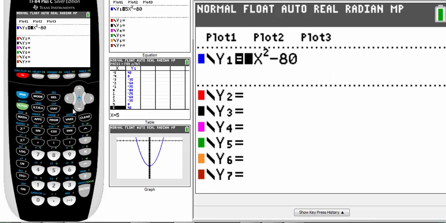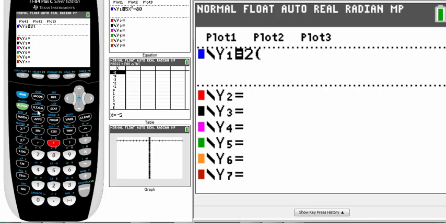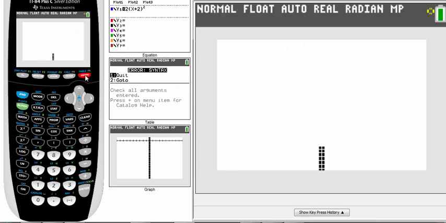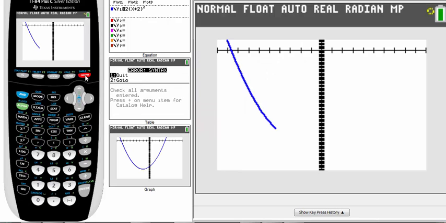Let's go y equal, and of course clear out what we have there. So we'll have 2 parentheses x plus 2 quantity squared, and again I have to subtract 90 because I have to have it set equal to 0. Let's go ahead and graph this. Okay, so I can see where it's crossing here. -1, -2, -3, -4, -5, -6, -7, -8. It's crossing somewhere between -8 and -9.